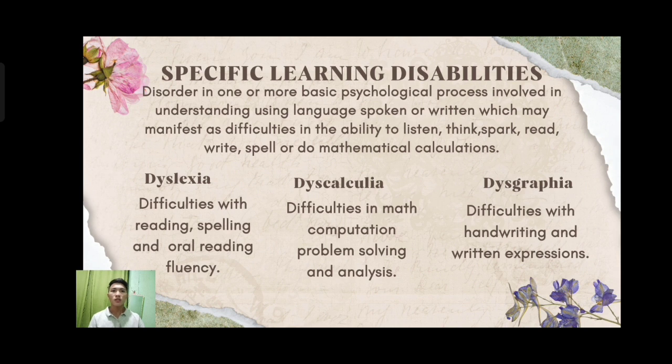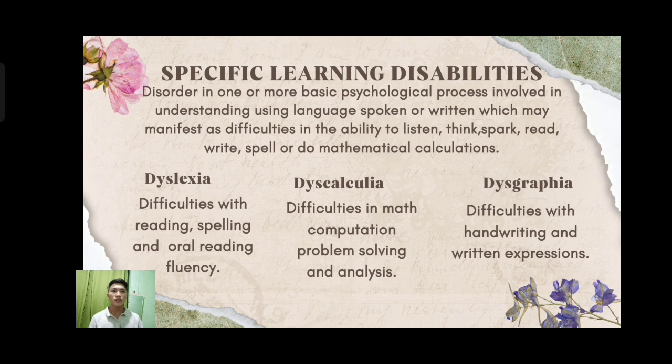The second one is dyscalculia. Learners with difficulties in math, computation, problem solving, and analysis. You can determine if a learner has a disability with dyscalculia if he or she encounters difficulty in computation, problem solving, or anything about numbering. He or she has difficulty solving problems, for example, those involving numbers. That is an example of a learning disability with dyscalculia.